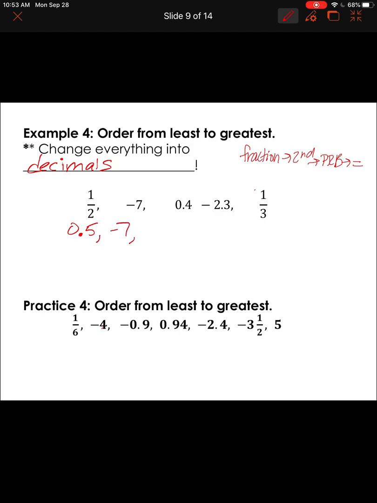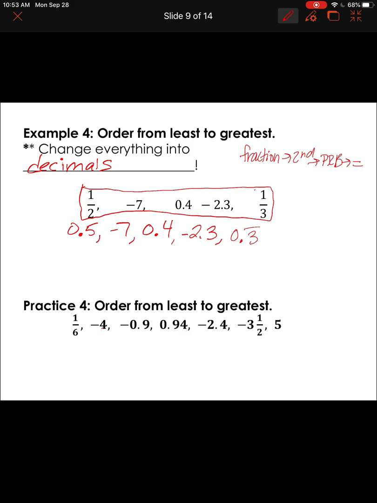Don't need to do anything to -7 besides bring it down. 0.4 is a decimal, bring it down. -2.3 is a decimal, bring it down. And then we need to convert 1/3. So 1 ABC 3, second PRB equals 0.3 repeating. Okay, when we rewrite these and put them in order, we are using the original numbers. You are not using the decimal conversions. You are using the original numbers.